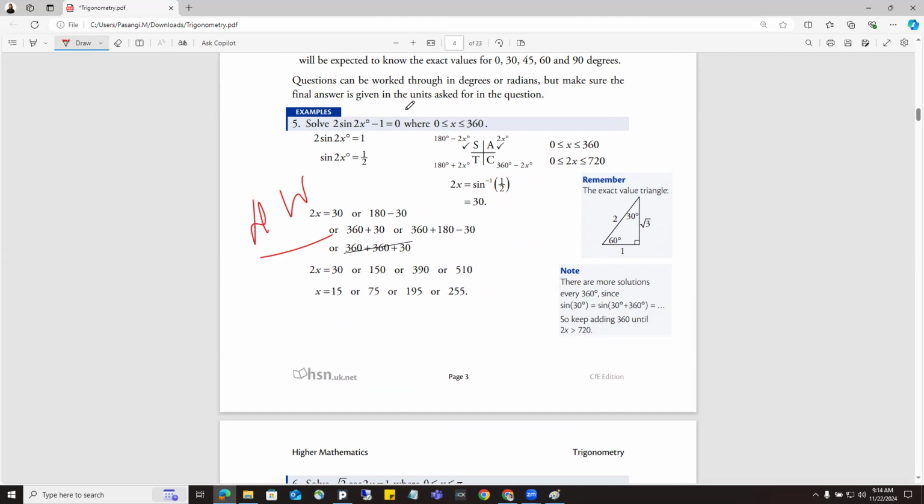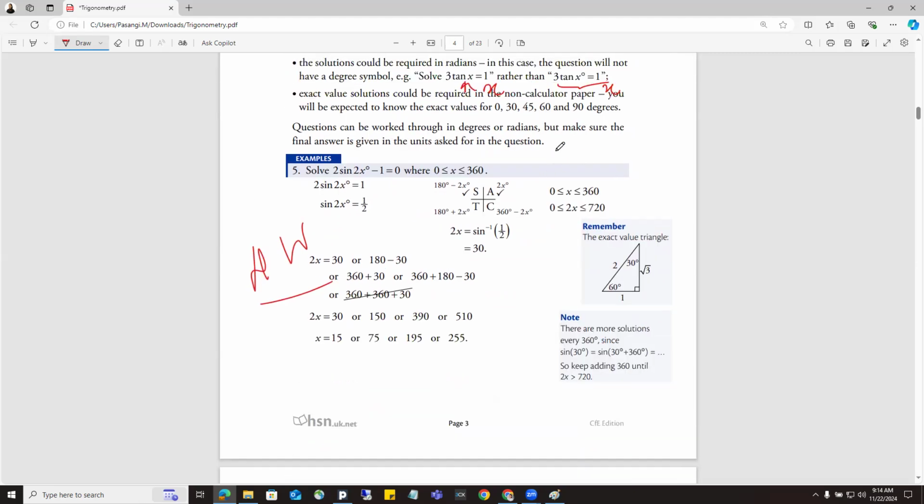Earlier we had sin x equals half and cos x equals 1 over square root 5, likewise. But here they have given 2 sin 2x minus 1 is equals to 0.